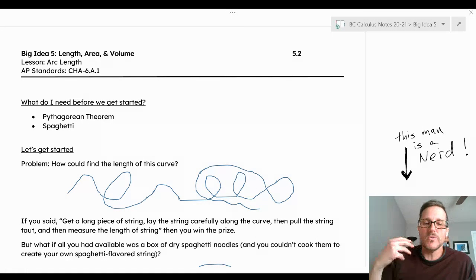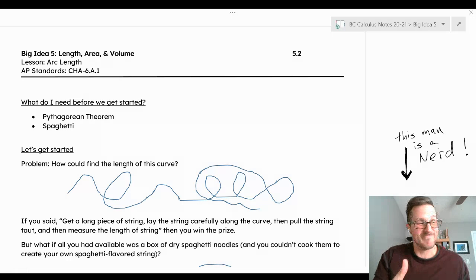So, how could you find the length of this random curve? It'd be nice if you could just grab the ends and pull it straight. So, you could get a piece of string, lay that string on top of it, follow the curve around, then pull that string taut, measure the string, bada bing, you win a prize.